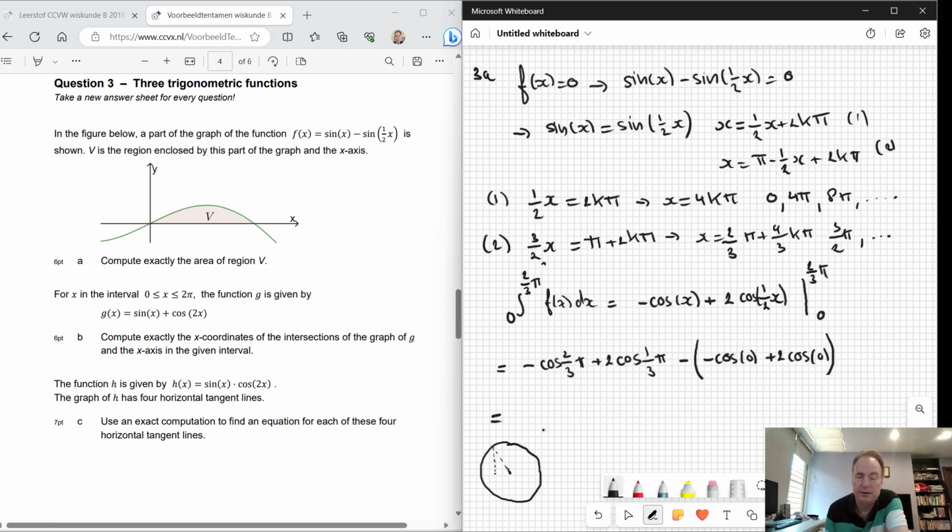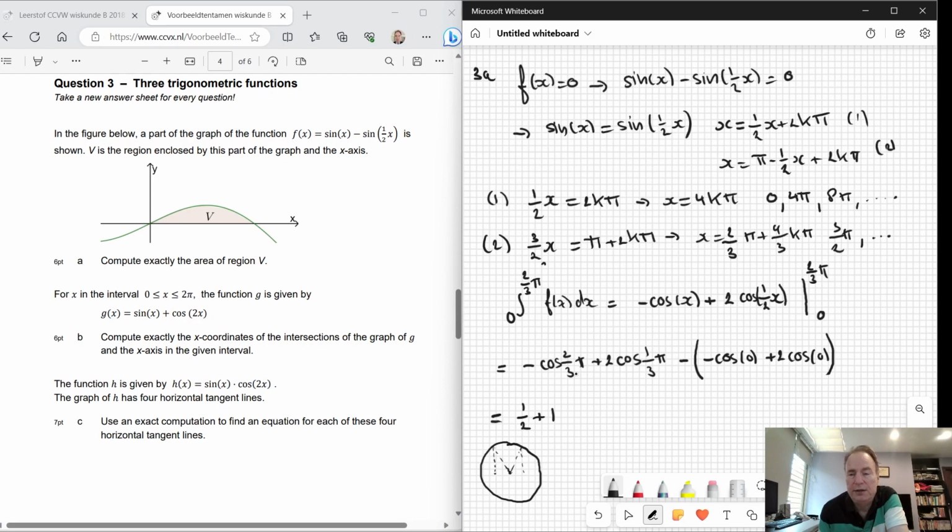So that is 1/2. And so this is negative 1/2 actually. So you get positive 1/2 here. And then 2 times the cosine of 1/3 of pi, which is plus 1/2. So you get plus 1.